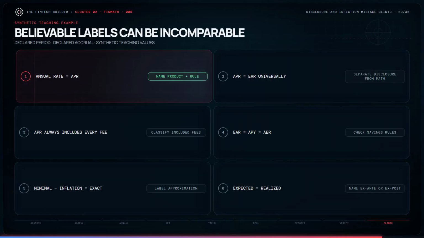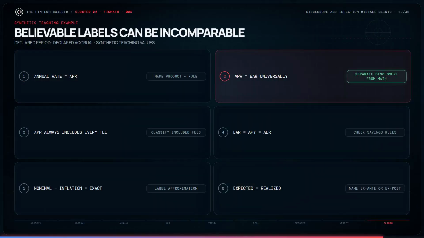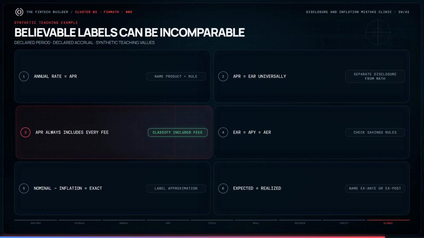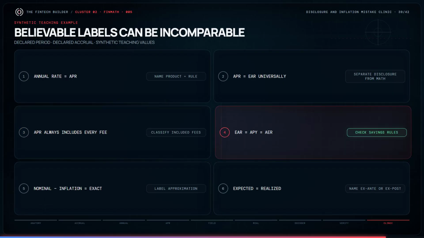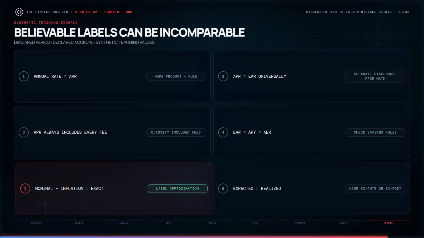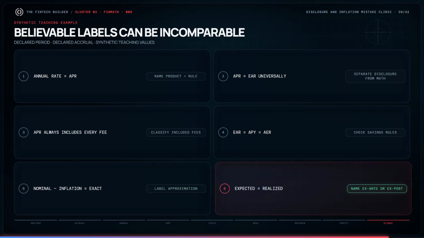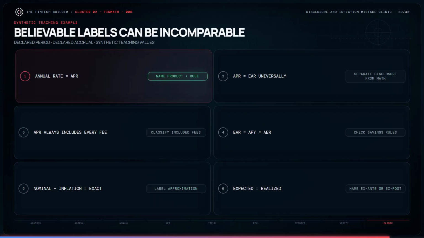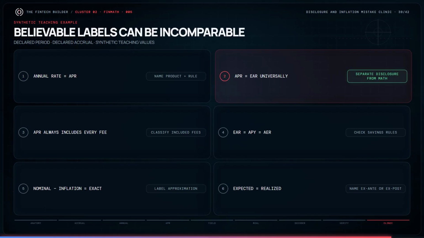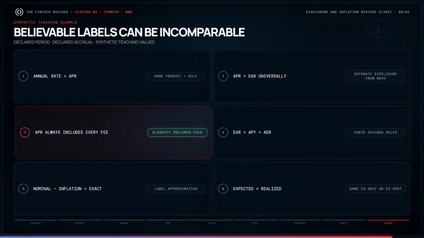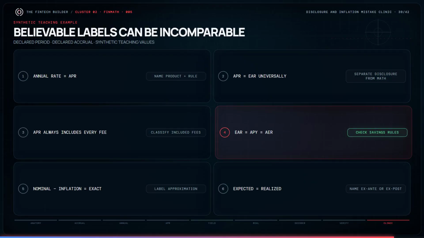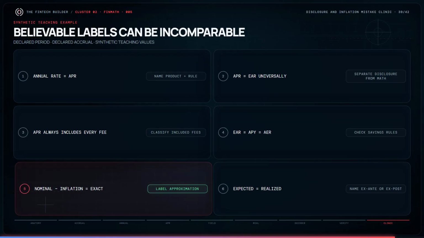Mistake 7, calling every annual rate an APR. Mistake 8, treating APR and EAR as universal synonyms. Mistake 9, saying APR always excludes compounding or always includes every possible fee. Mistake 10, copying an EAR into an APY or AER field without checking the product rules. Mistake 11, subtracting inflation without labeling the result as an approximation. Mistake 12, mixing expected inflation with realized inflation, or comparing nominal cash flows with a real discount rate.